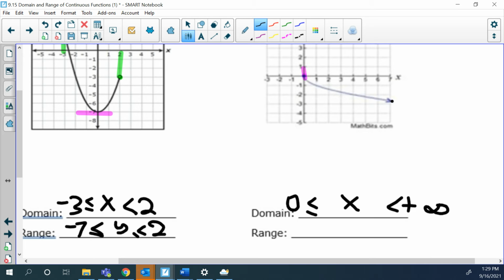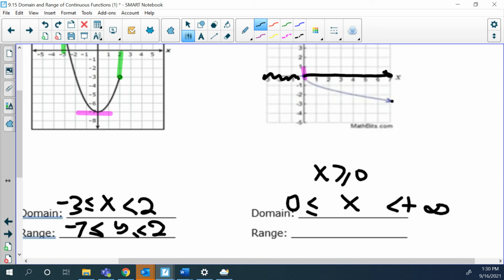Another way of writing this, I can say that since all the x values of this graph are going this way, they're all going that way. There's none back here. I can say that x is greater than or equal to 0. So that's another way of writing the domain.